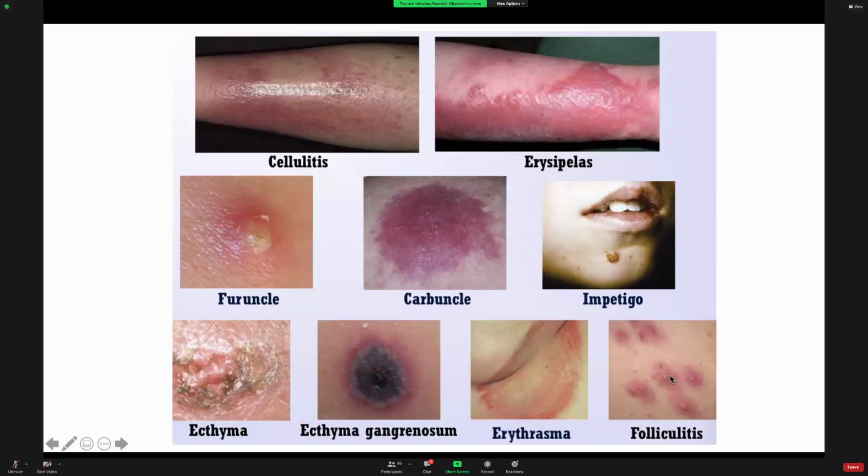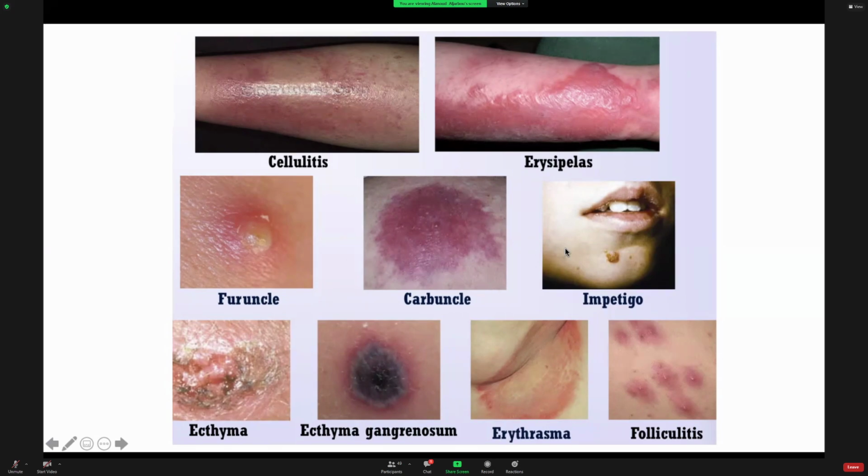Folliculitis is only in the epidermis and the hair shaft. Furuncle, no, it goes deeper than the epidermis, because you see the redness here and the pus. So it's deeper, to the dermis. Carbuncle is just an aggregation of either folliculitis or furuncles with multiple drainage points. So it can be superficial, it can be deep.